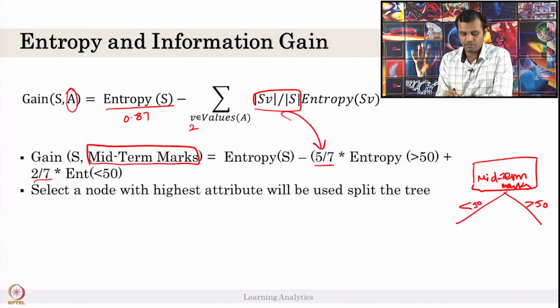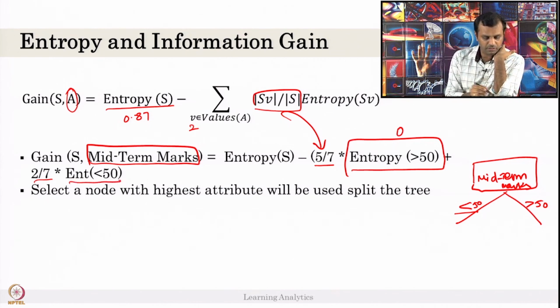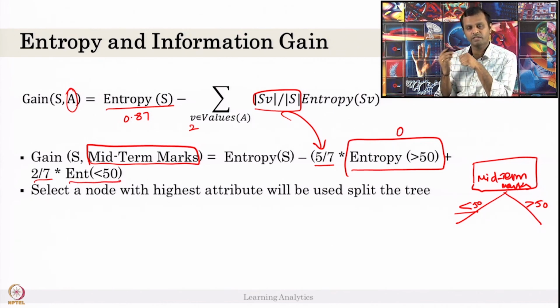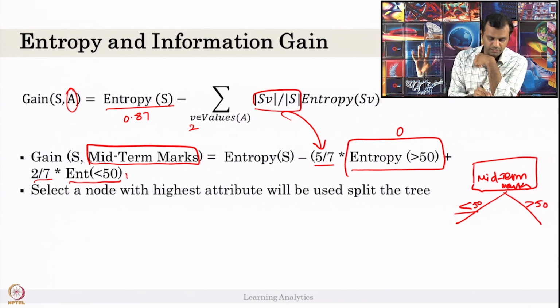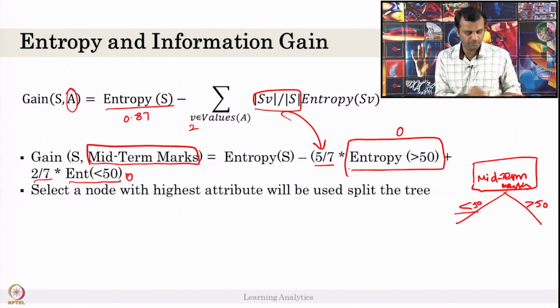For the complete set, how many people have a particular value, the decision you are making: 5 by 7, entropy of getting more than 50. We saw that the probability of students passing with more than 50 is 1, which means entropy equals 0. Similarly, for less than 50, the probability of passing the exam is 0, so that is also 0. Both are 0. If it is 0, this value will be complete 0.